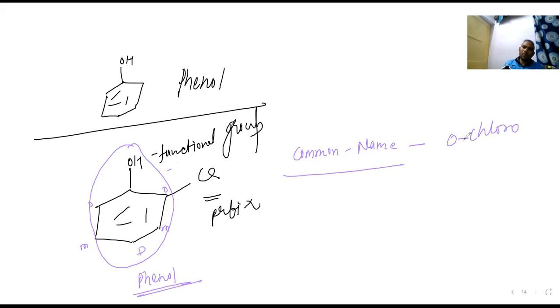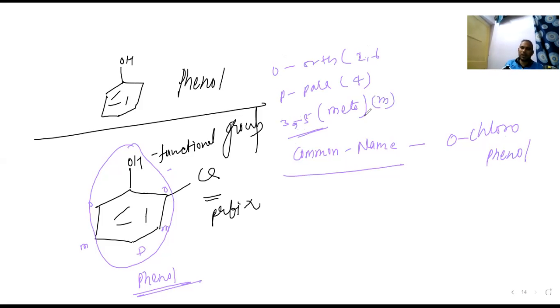Orthochlorophenol. O stands for ortho. What position? The 2 and 6 position. P means para, that is the fourth position. And 3 and 5, this is known as meta, represented by small m.